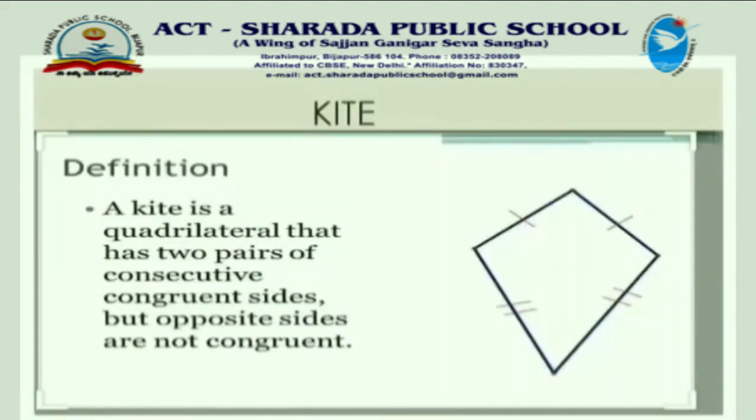Now, kite. A kite is a quadrilateral that has two pairs of consecutive congruent sides, but opposite sides are not congruent.